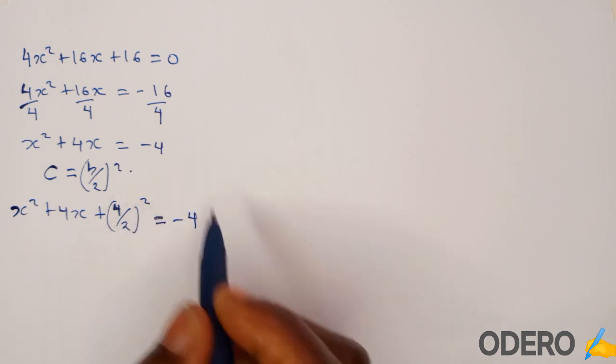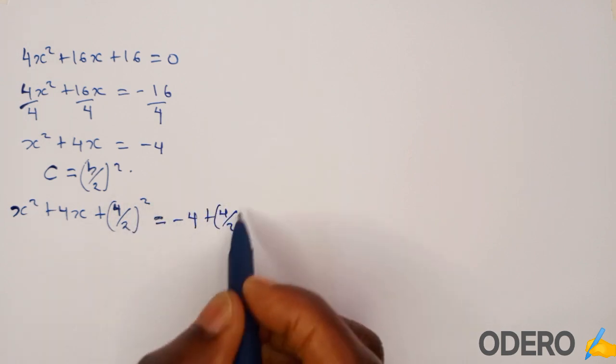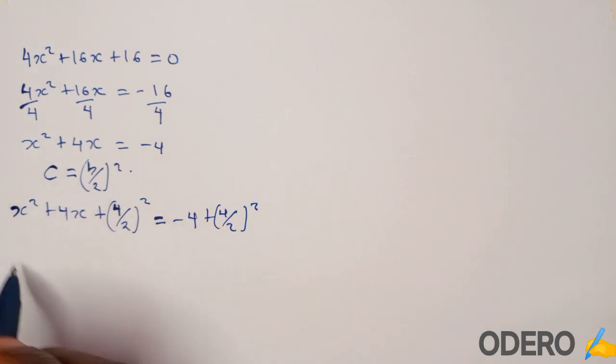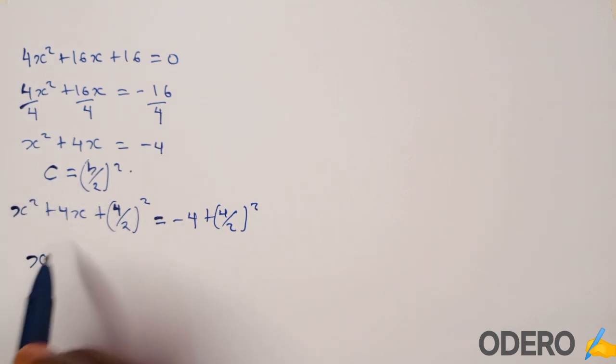Whatever you do this side, you do the other side. So plus 4 over 2 squared. Then right, so if you square root x squared, you get x.